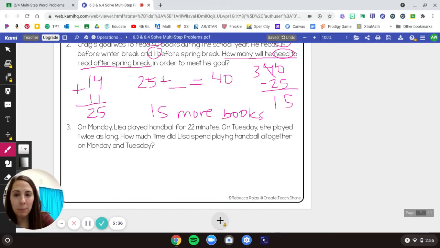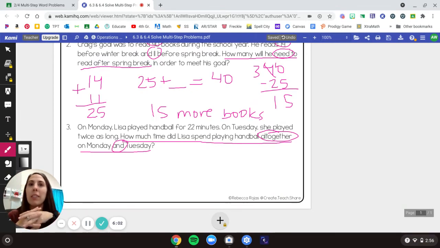Monday, Lisa played handball for 22 minutes. On Tuesday, she played twice as long. How much time did Lisa spend playing handball all together on Monday and Tuesday? Let's find that question. How much time did Lisa spend playing handball all together on Monday and Tuesday? Any keywords? All together. And. That tells us we need to do some sort of addition. Now let's think through. I also noticed twice. Did you see that twice?